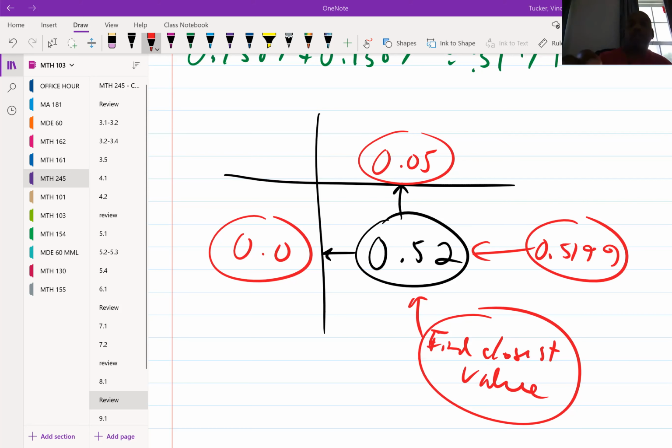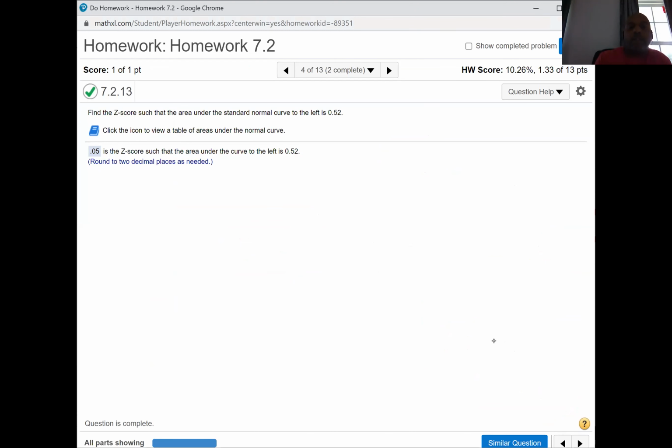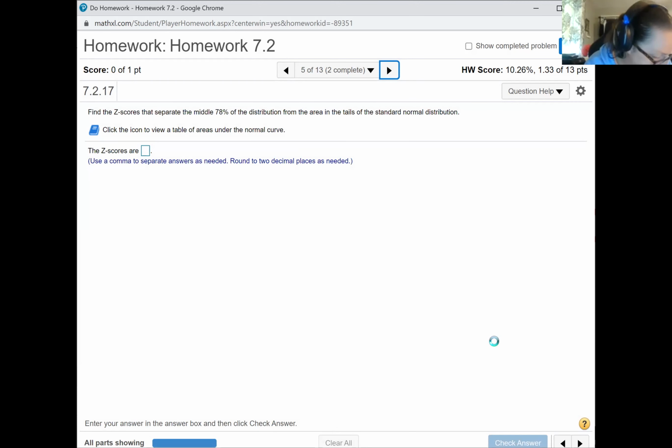So going back to that problem, showing you that. If they give you the area, then you know they want you to find the z-score. So you go inside the chart and then find the corresponding z-scores to it. I just have 2 more. I have number 5, and then I might have lied. I might have 12 and 13.